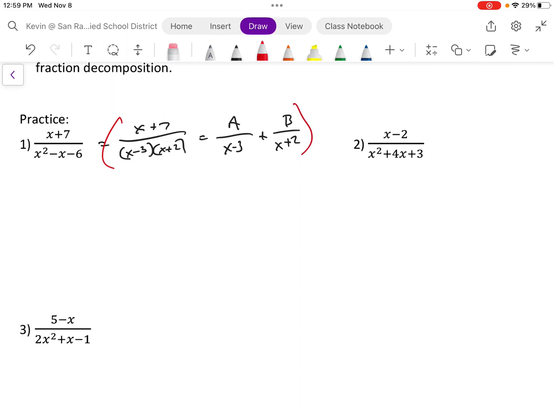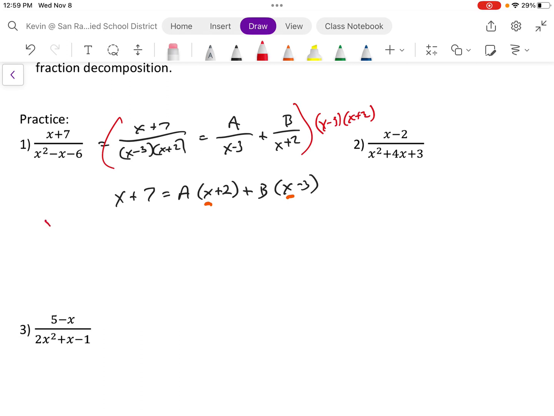Okay, next step is I'm multiplying both sides by x minus 3 times x plus 2. This gives me x plus 7 equals a times (x plus 2) plus b times (x minus 3). Now this is where I'm going to pick different values for x. I'll pick a value for x so that this becomes 0, so that I can cancel out the a, and then another value so that this becomes 0, so I can solve for a.